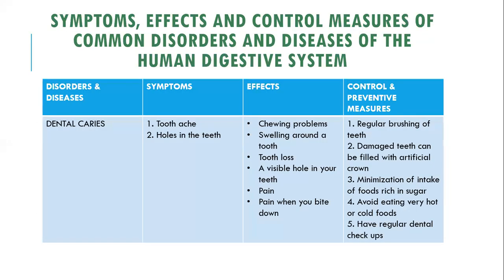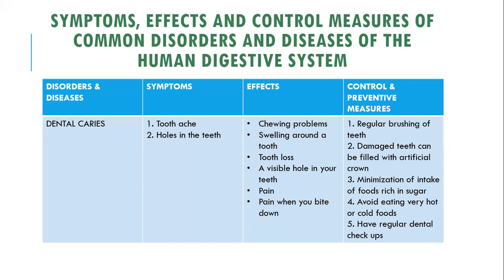So let's move on to the symptoms, effects, and control measures of these common disorders and diseases of the human digestive system. We'll start with dental caries. The various symptoms include toothache. So experiencing toothache is a sign of tooth decay. Also, holes in the teeth are another symptom. The effects include chewing problems.